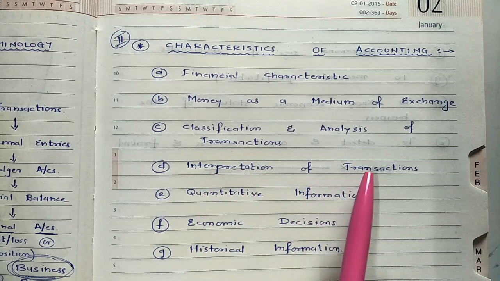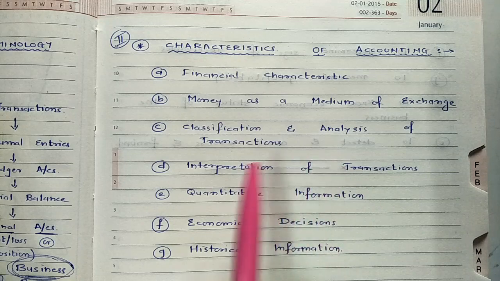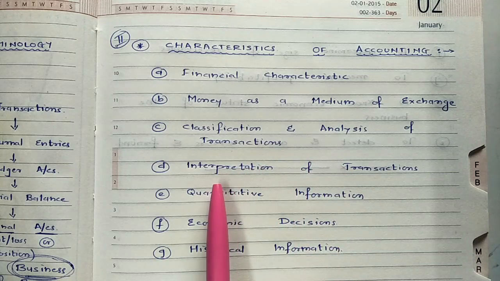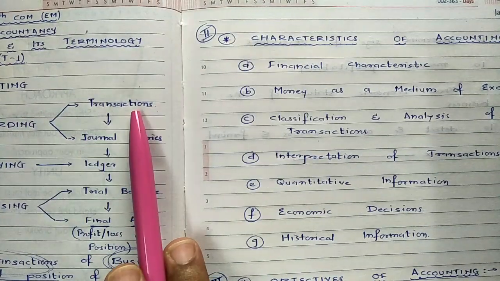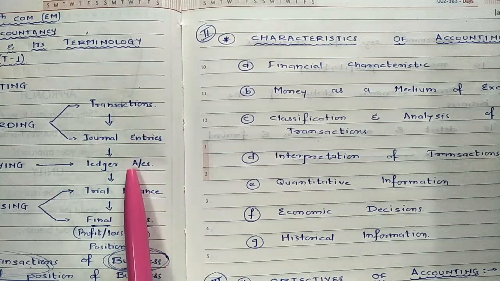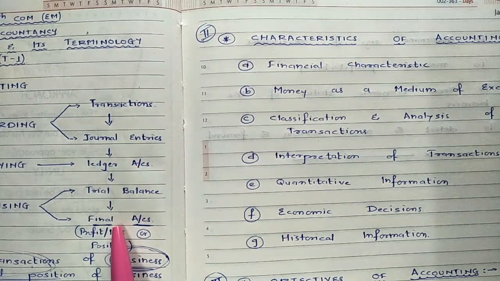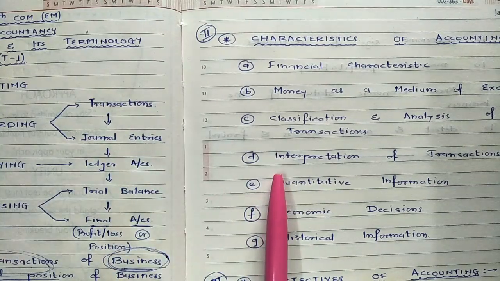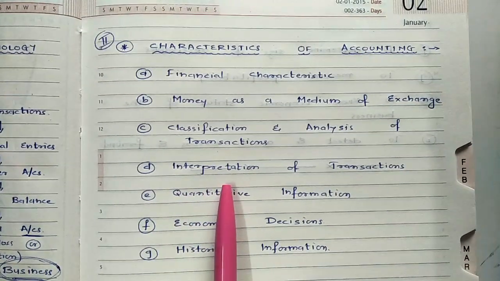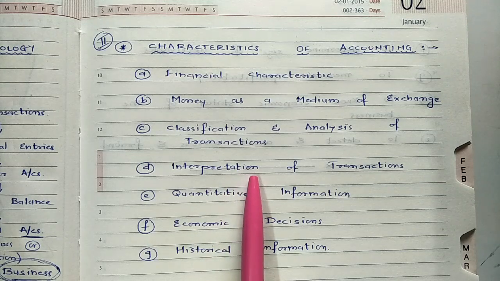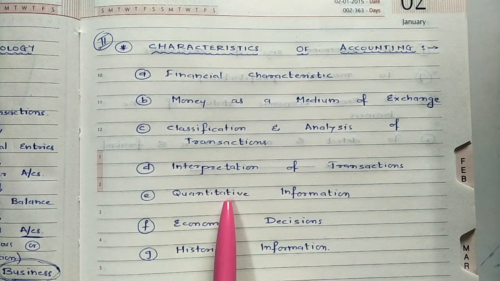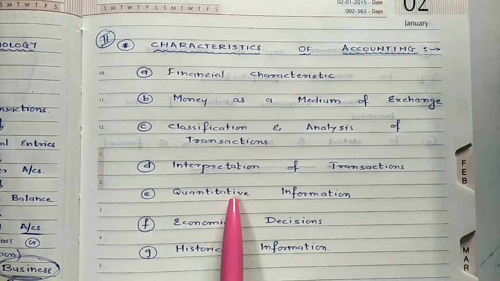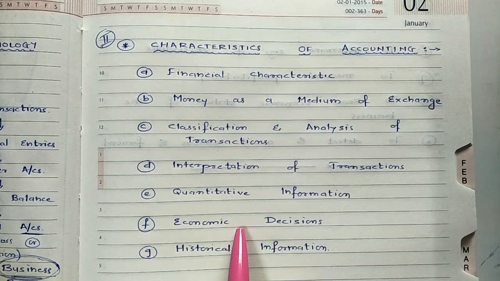Interpretation of transactions means transactions help us identify the financial position. As we have already seen, in the procedure I was speaking about, transactions form the basis of all these things, and on this basis we prepare the financial statements. So transactions help you interpret or decide what is actually happening or going to happen in the organization. Quantitative information means information should be in monetary terms and not in physical units. We should be capable of making economic decisions based on the transactions.